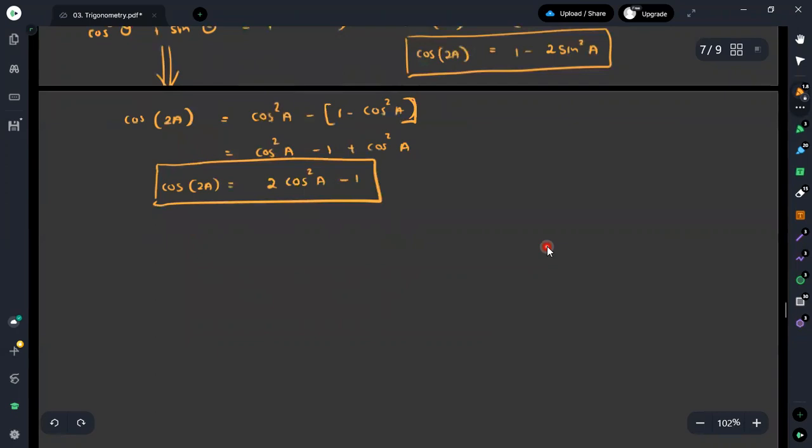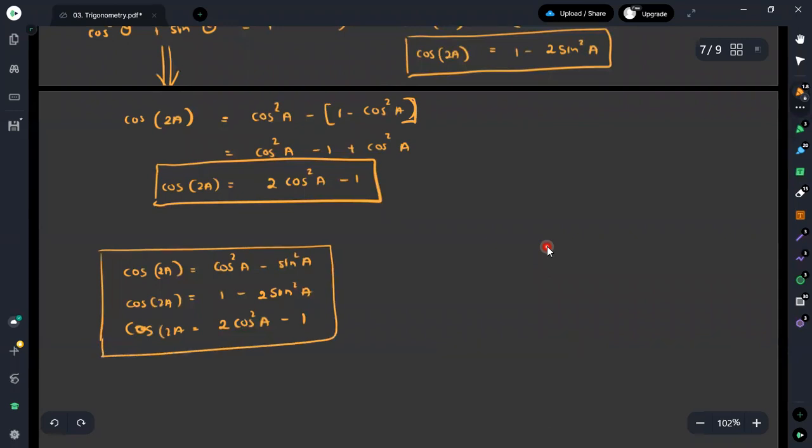Therefore, if you combine all these equations, then you can say that cosine 2 times a is equal to, first we have obtained that it is equal to cos squared a minus sine squared a, and this is equal to 1 minus 2 times sine squared a, as well as equal to 2 times cosine squared a minus 1. These are the equations that we are taking as the double angle formula for cosine 2a.